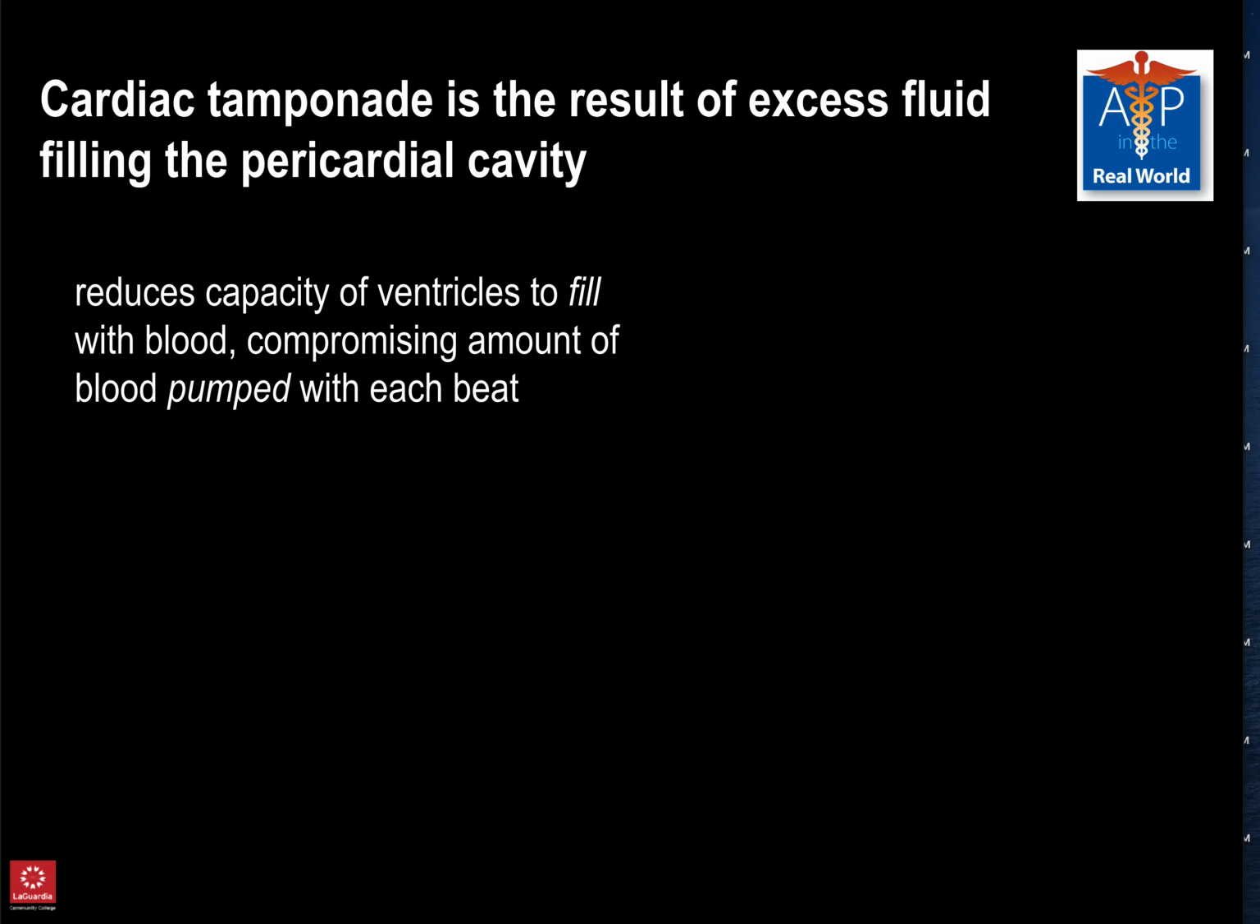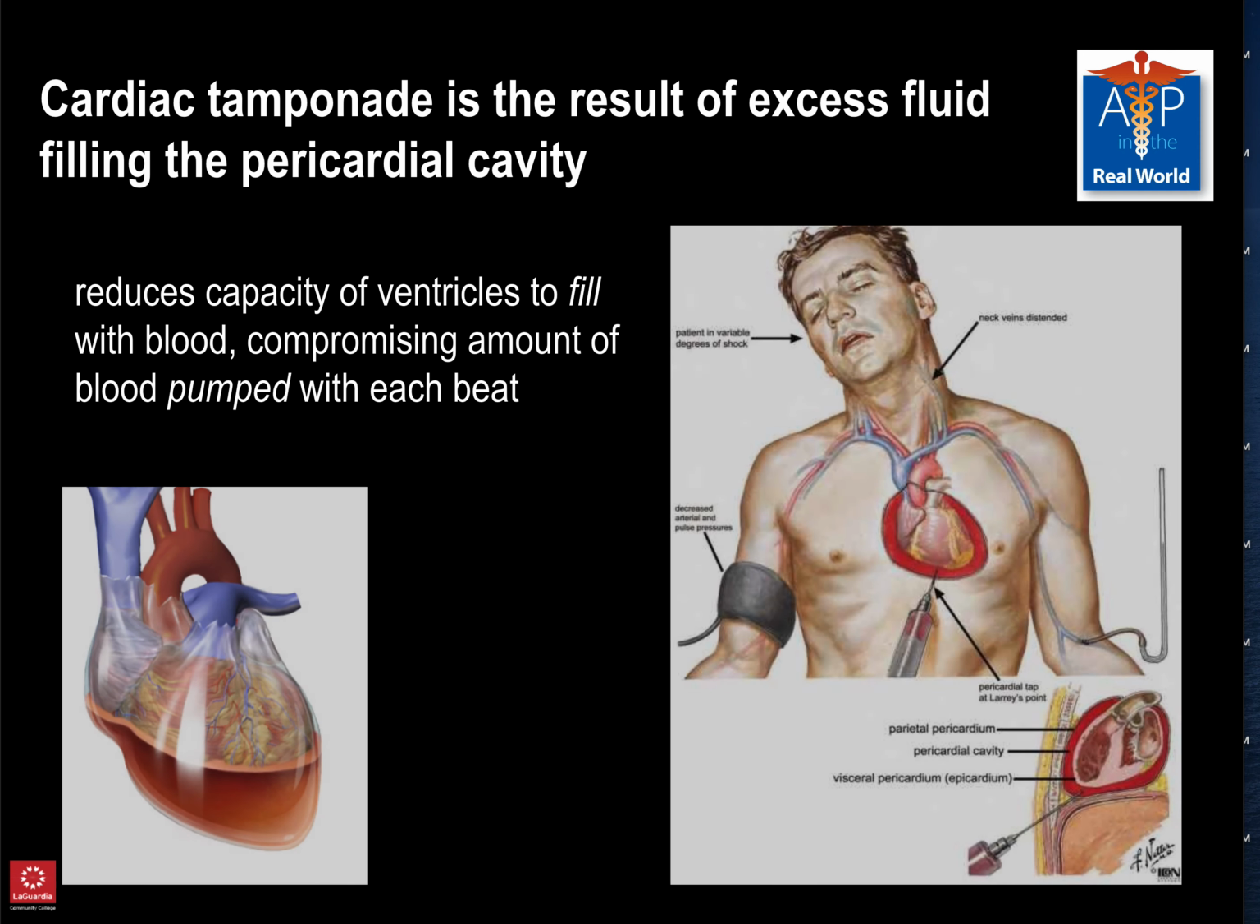And so cardiac tamponade is the result of excessive fluid filling the pericardial cavity. It reduces the capacity of the ventricles to fill with blood, and that compromises the amount of blood that's pumped with each beat. And so basically, this is a really serious condition. The patient will enter shock. You'll have decreased arterial pulse pressure. The neck veins will appear distended.